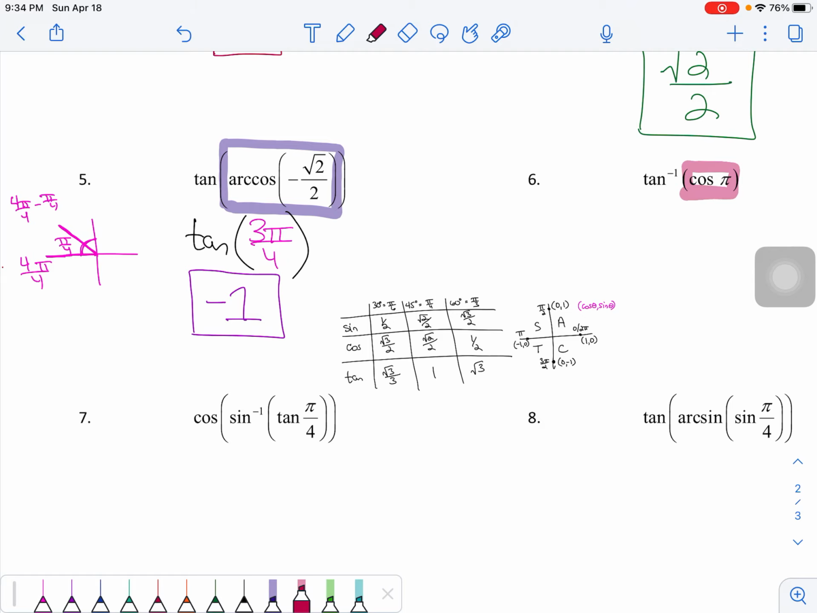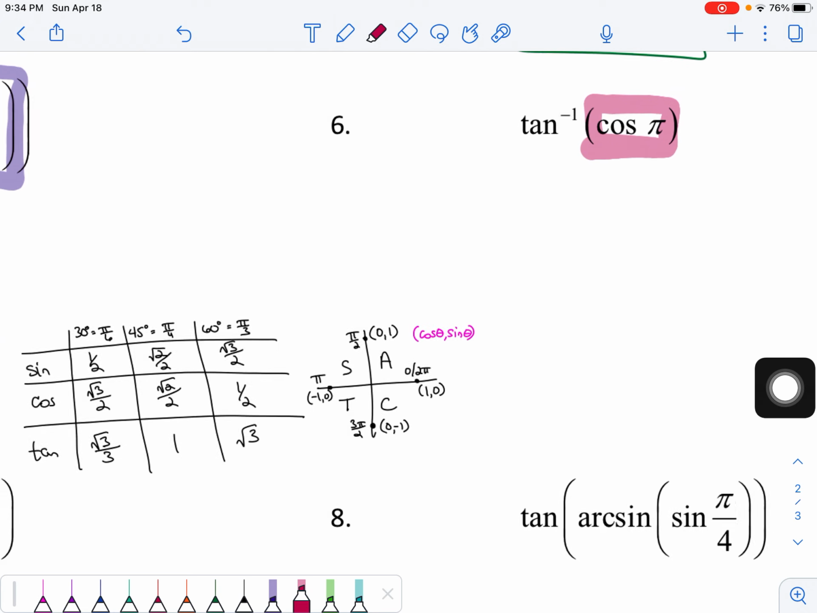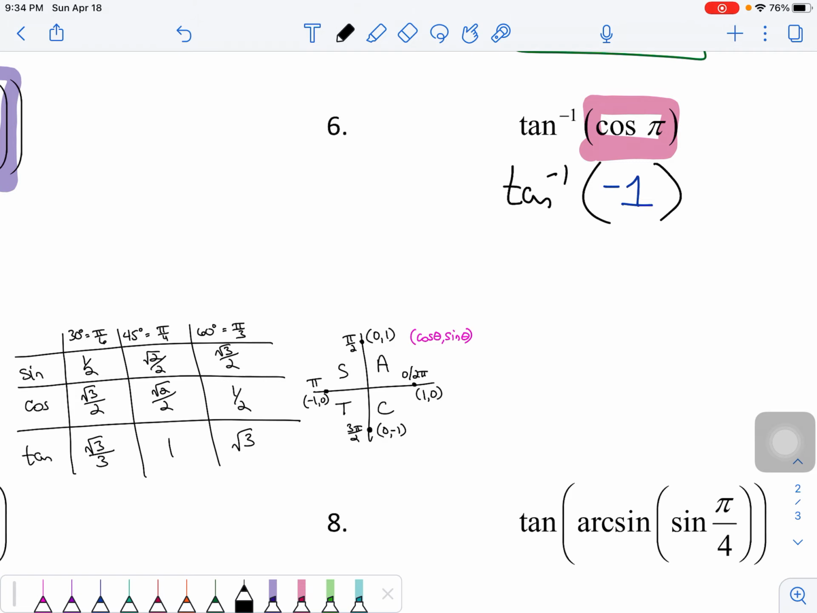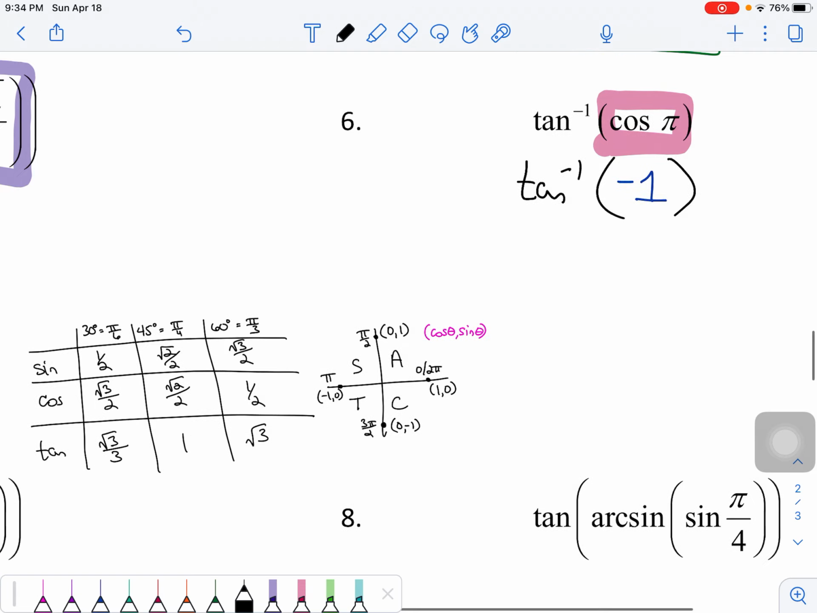I'm looking at the cosine of pi. I know it's kind of hard to see, but it's down here. I'll zoom in just a little bit. That's not too bad. So cosine of pi is going to be negative 1. All right, so let me get a pen here. There we go. So that's going to be negative 1. And then I want to know the inverse tangent of negative 1.